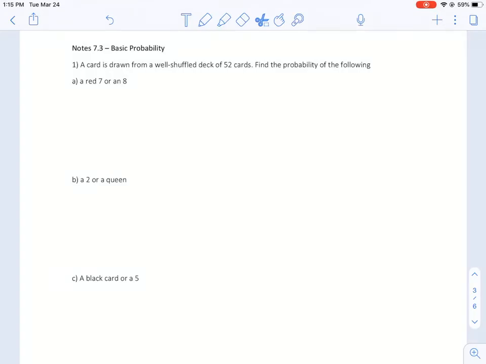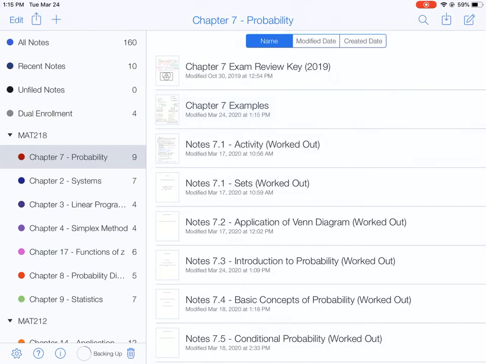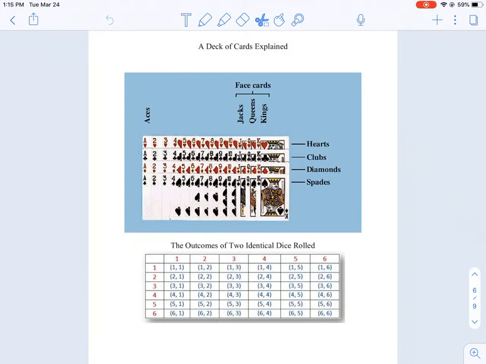Hello class, in this video I will be doing two examples from section 7.3, basic probability. While we do these problems, please make sure that you are referencing this chart that I gave you in 7.3.